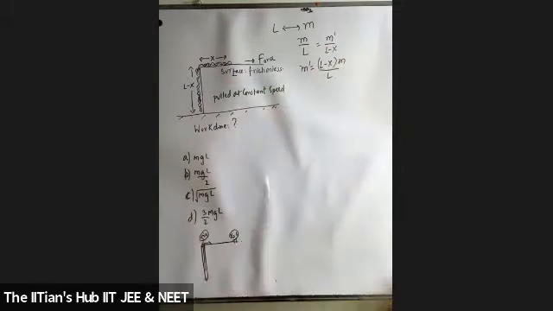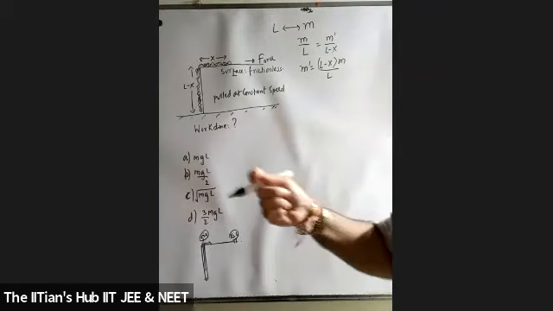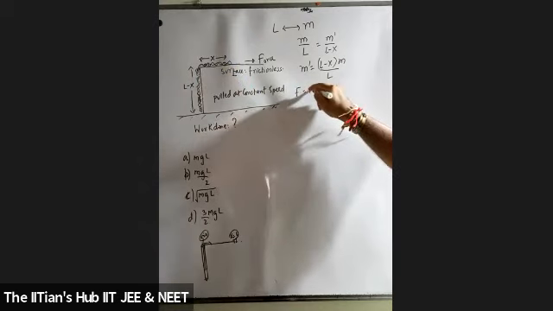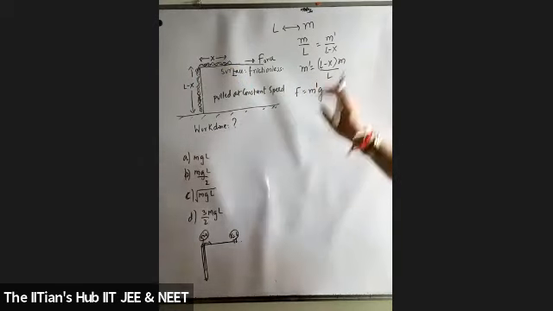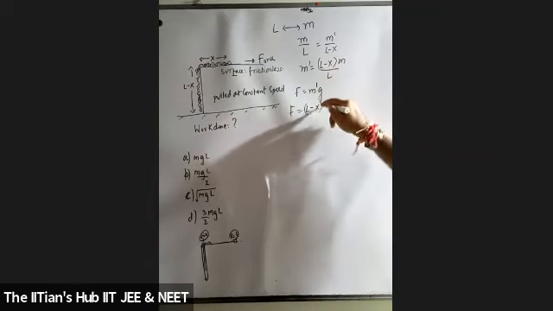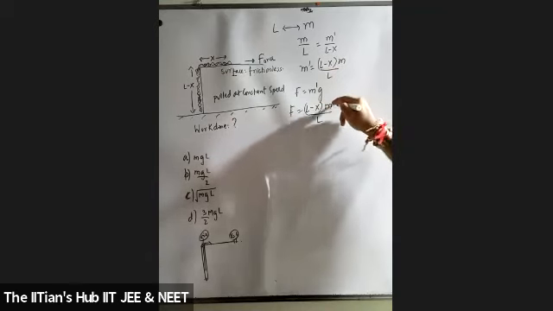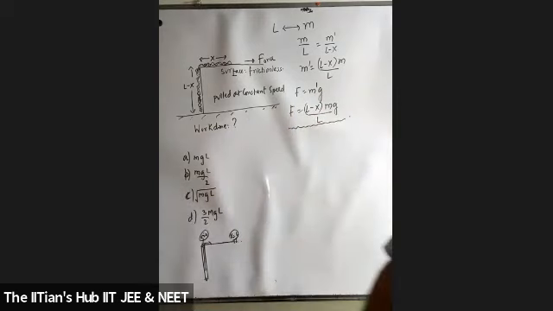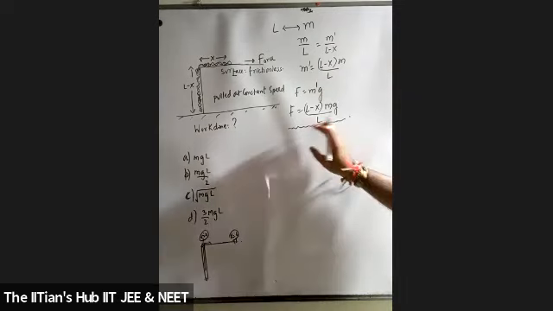(L minus x) mg upon L. Now, if I ask what is the force required to lift this, the force required will be equal to mass into acceleration due to gravity. So the force required will be equal to what? (L minus x) small m upon L into g. Is this clear? Yes. Students, is this clear to everyone?